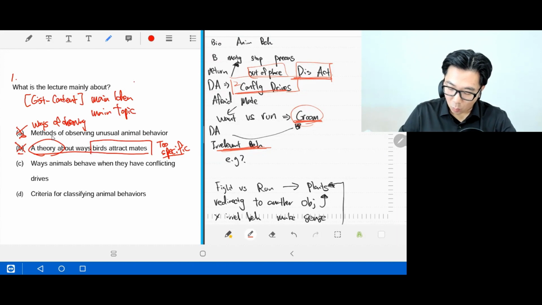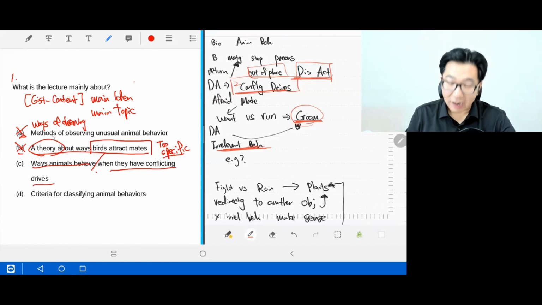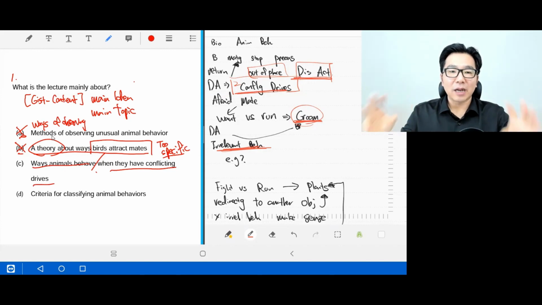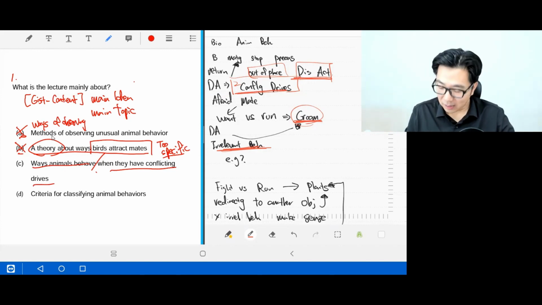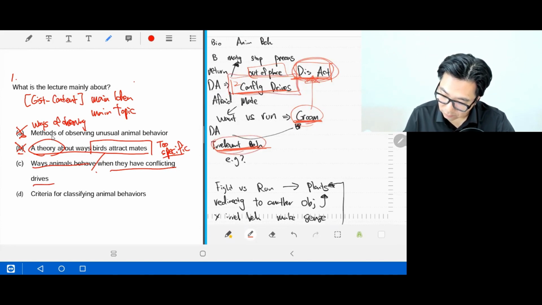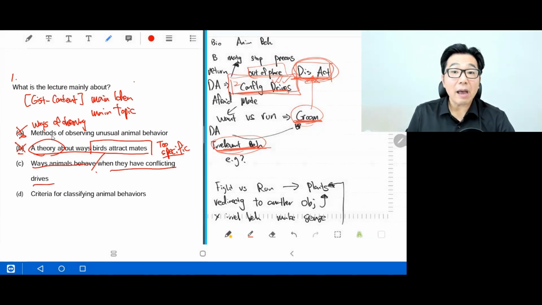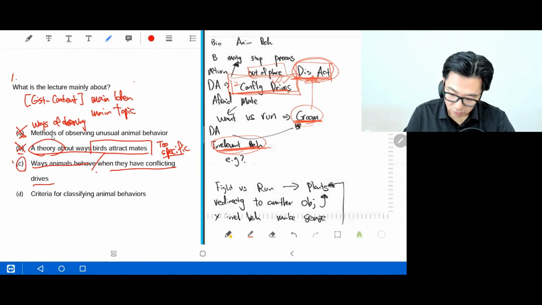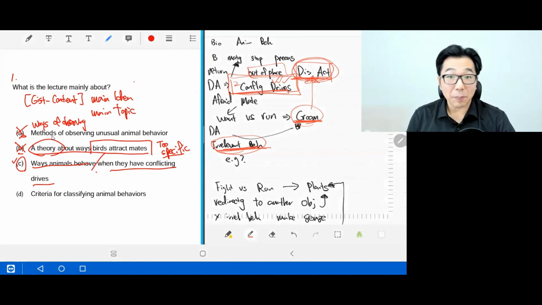Okay. All right. C, ways animals behave when they have conflicting drives. Yeah. This is how they paraphrase. Okay. They're never going to give you displacement activities. That wouldn't be a question. All right. So this comes from our notes. Displacement activity is doing something completely irrelevant. And when do they do this? When they have two conflicting drives. So I have all the notes for the perfect answer, right? So C is the perfect answer. And this is a paraphrase of displacement activity.